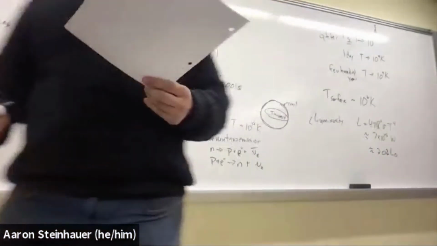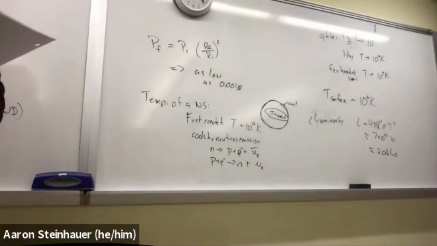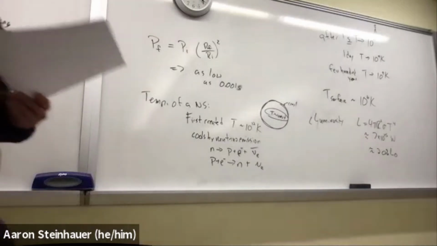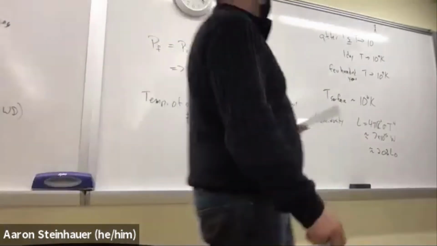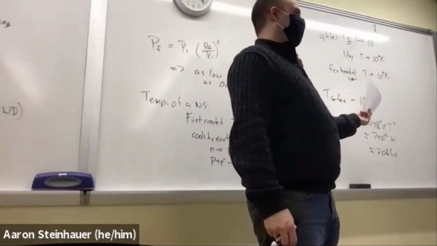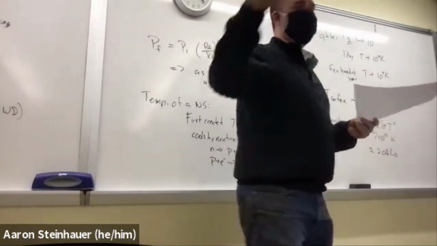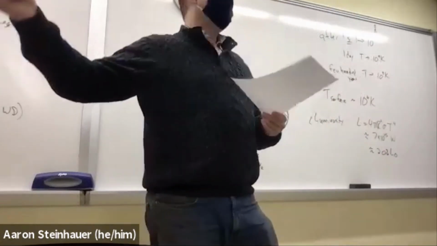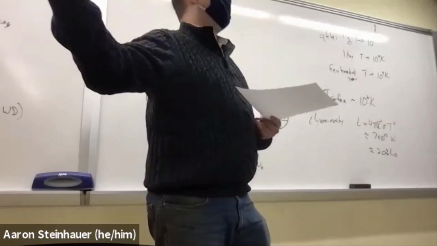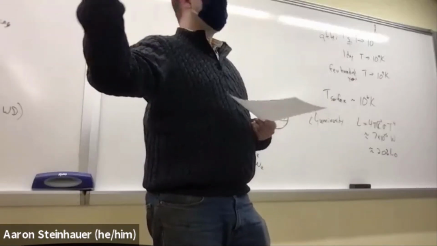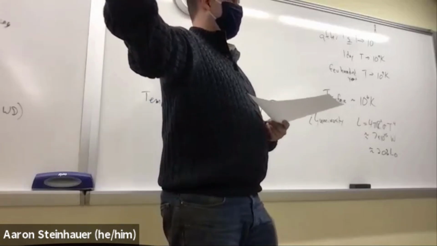So why are these things invisible? It's because most of this is going to be in the X-ray. These guys are so hot that the Planck distribution peaks in the X-ray part of the spectrum. And the visible luminosity is going to be extremely small. Almost nothing's coming out in visible photons.